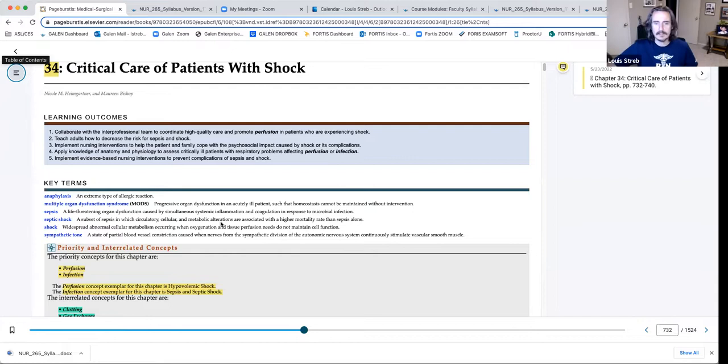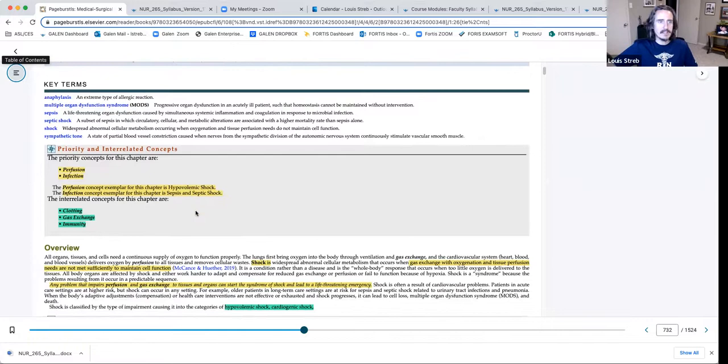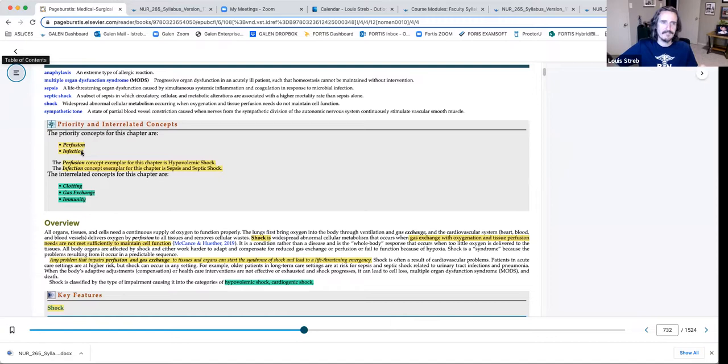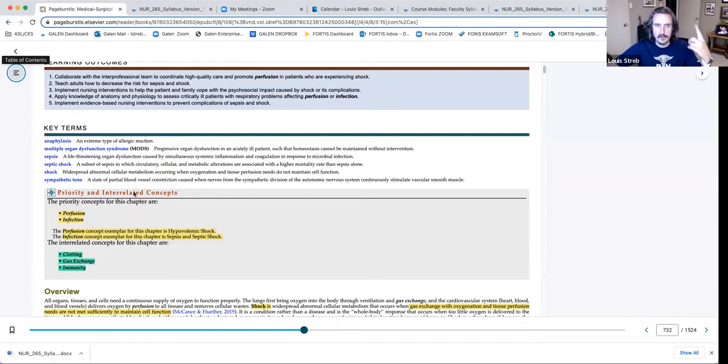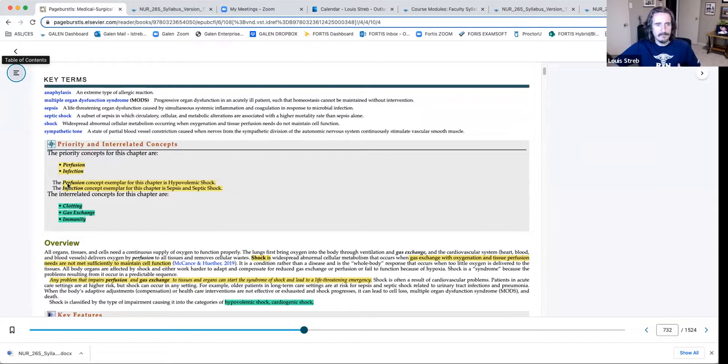I'm going to start every single session the same way. This book says your priority concepts are perfusion and infection. It just makes sense. We're talking about shock, and we know that septic shock is in there somewhere. So perfusion: what's shock? A lack of perfusion. That's all shock is. Perfusion, this exemplar, hypovolemic shock. Infection, septic shock. So we're going to talk about that. There's also clotting, gas exchange, and immunity. This chapter doesn't really talk about clotting too much, so we'll look at DIC later.